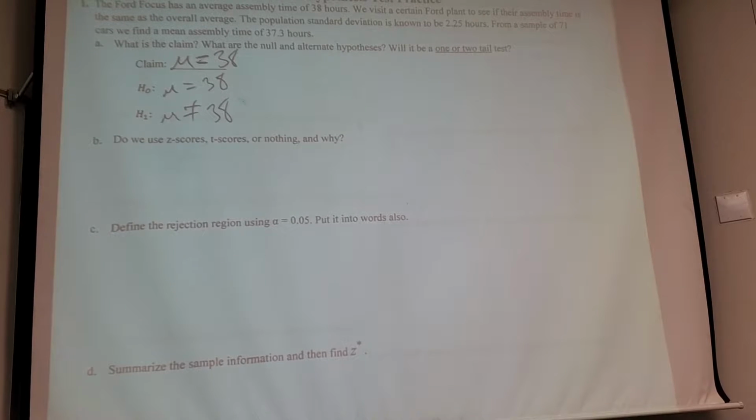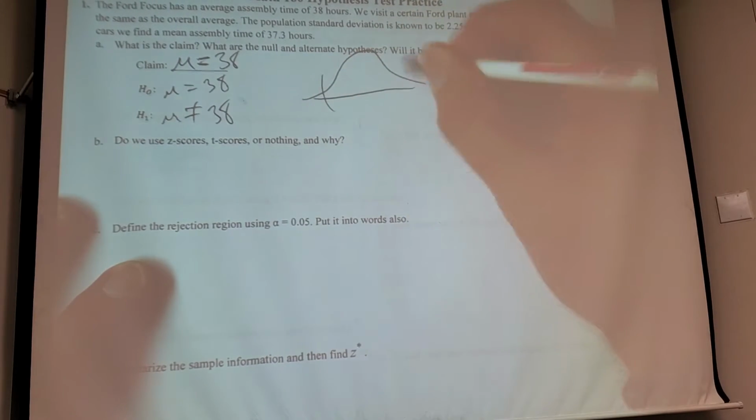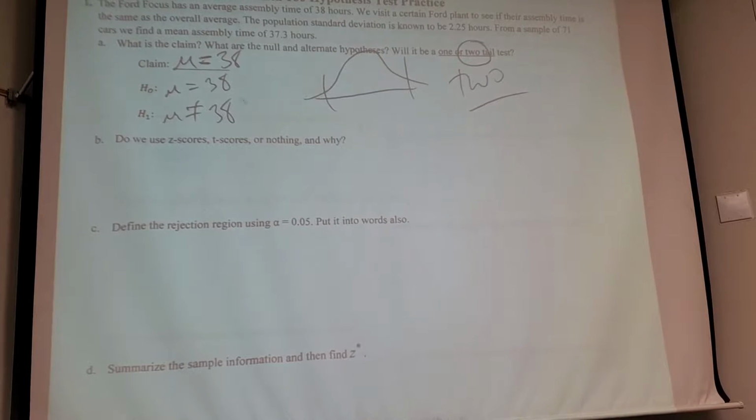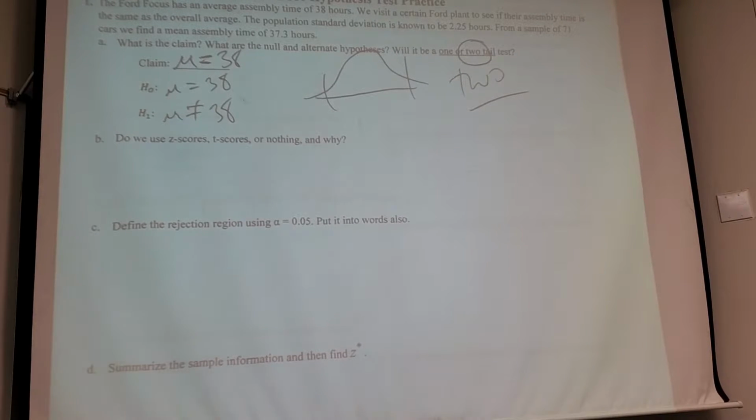How many tail tests will this be? Why 2? Because it can be less than or greater. 2 tail tests. You don't have to actually draw it. I just draw it. So 2 tail tests because it could be up or down to show evidence. I like it. Show evidence. Yes.